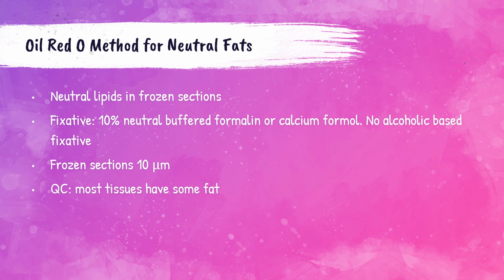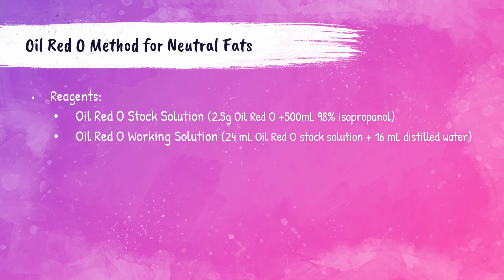10% neutral buffered formalin or calcium formol should be the fixatives used. Alcoholic fixatives need to be avoided as alcohol can dissolve lipids. And of course, we are looking for lipids within the stain, so we don't want them to be dissolved here. Most tissues have some fat in them, so a control is usually not indicated to ensure that the stain is working properly. The reagents needed for the oil red O method are oil red O stock solution and oil red O working solution.